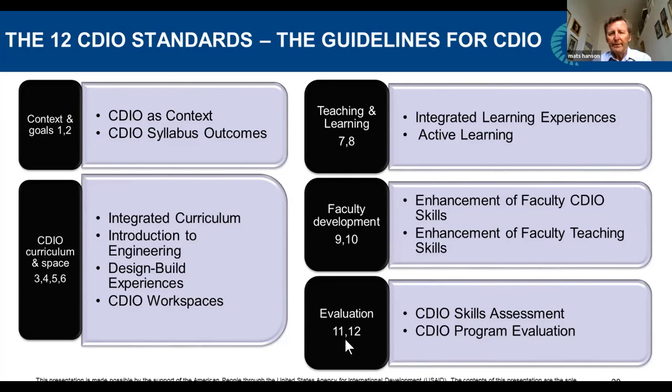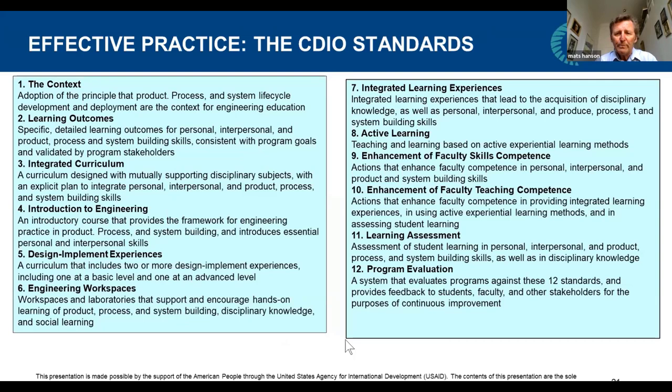I made this slide so you can see a little bit more in detail what we are going to cover. The first one, I'm not going through all the 12, but I will give you some examples that I think are maybe more important than the others, maybe. Everything is important here. But the context is, again, the connection to what the graduates should do when they graduate. What do the society, the companies expect from our graduates?